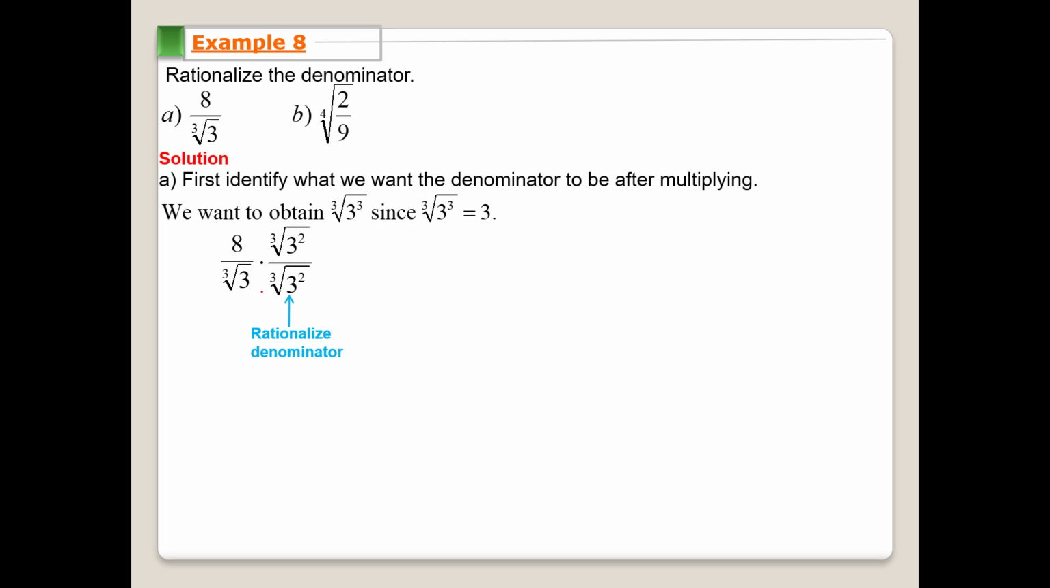So let's make, if this is just a 1, and we want this to equal just 3, if we multiply 3 to the first power times 3 squared, that should give us 3 cubed. And then we would take the cube root of 3 cubed, which would give us 3, okay? So it's exactly what we're going to do here. That's why we multiplied times the cube root of 3 squared.